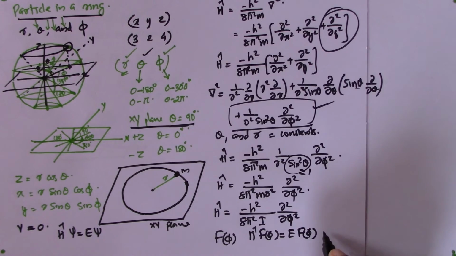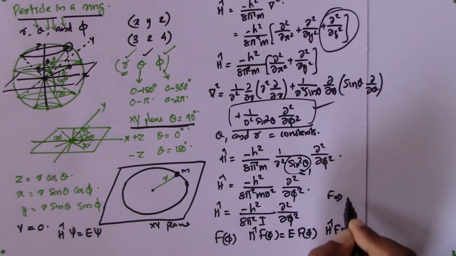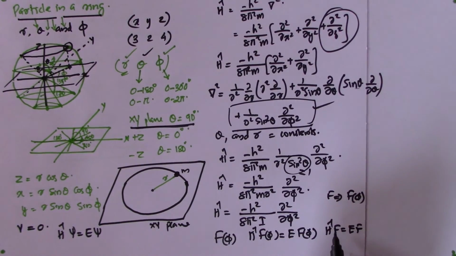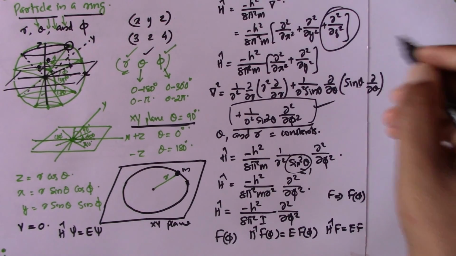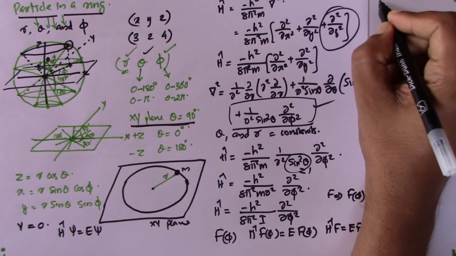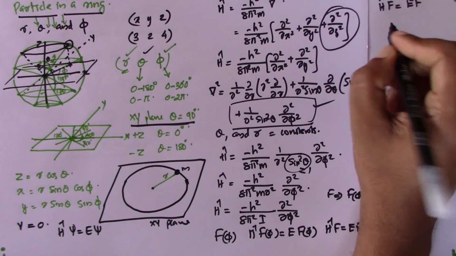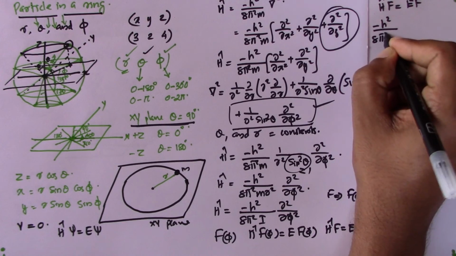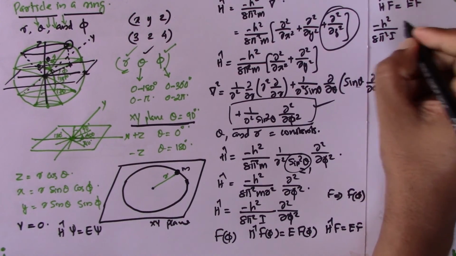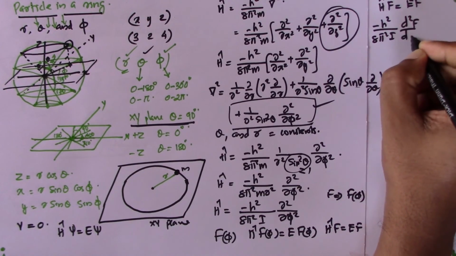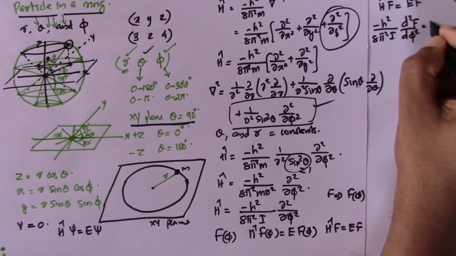In simple terms we can write Ĥ f = E f, because wherever I write f, you have to remember that f means f of φ. Just to simplify, I write f. Now we have to solve this Schrodinger wave equation. So Ĥ f = E f, and therefore −h²/(8π² I) d²f/dφ² = E f.